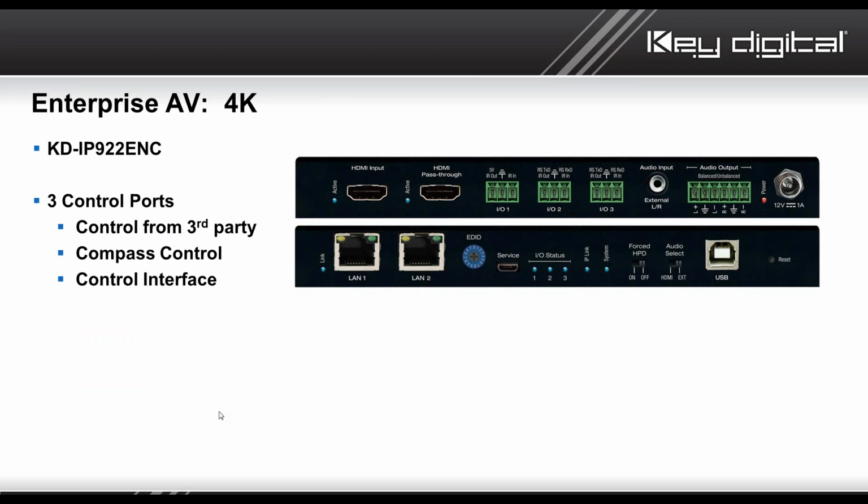From there, we have our three green control ports, IO1, IO2, IO3. Again, as a Compass Control master controller, each and every encoder and decoder is a 3-port master controller. From a third-party perspective, any control system can plug into any of these control ports to control the video switching, the video routing, to control the volume levels, and anything that is controllable can happen over RS-232, IR, USB, or TCP/IP. So extremely flexible with the control ports there.